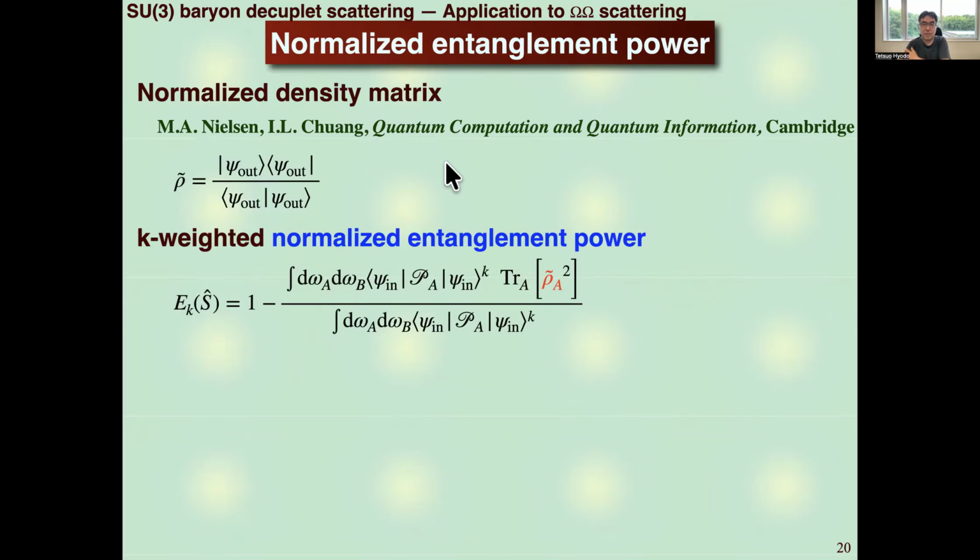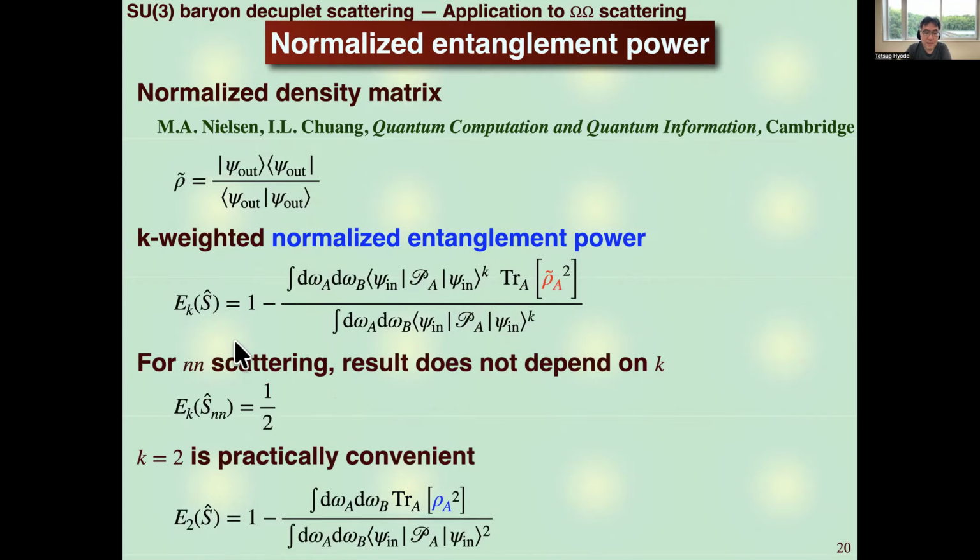And this is essentially known in many textbooks. If this is not normalized, then you have to include this normalization factor in the density matrix. In general, this is okay. But in practice, this may introduce a more complicated calculation if we, for instance, integrate over this component. To avoid this, we introduce a k-weighted normalized entanglement power. Namely, we multiply by this k power before taking the average of this operator, and normalize this operator by this form. The point here is that, depending on the power of k, you have a different weight to normalize this operator, the density matrix.